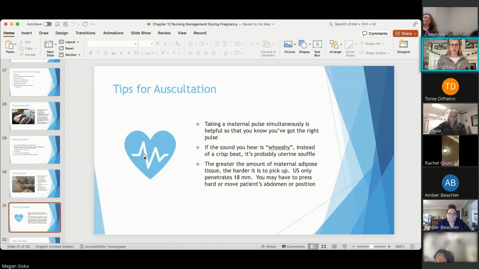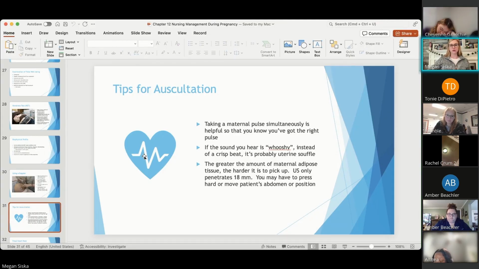Just some tips for when you're using a Doppler. You can always take mom's pulse simultaneously so that you know that you're listening to baby versus mom, because if mom's tachy, it may be hard to tell the difference between mom and baby. You may hear some different sounds. You have to do it over and over again so that you can distinguish the sounds, because there's also this whooshy sound that's actually the placenta, the blood flow. So you just have to be able to differentiate.